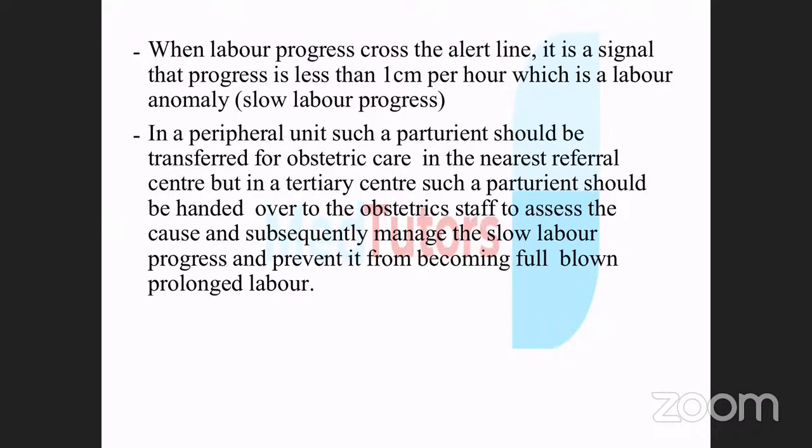When labor progress crosses the alert line, it is a signal that progress is less than 1 centimeter per hour, which is indicative of slow labor progress. At the peripheral unit, such a parturient should be transferred for obstetric care to the nearest referral center. In a tertiary center, such a parturient should be handed over to the obstetric staff to assess the cause and subsequently manage the slow labor progress and prevent it from becoming a full-blown prolonged labor.